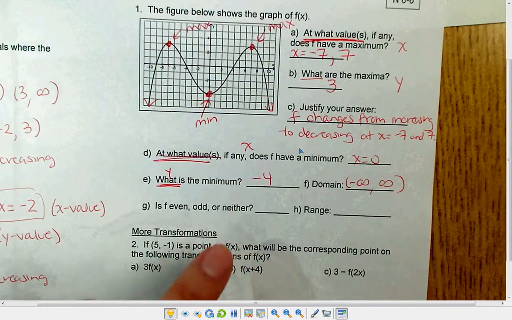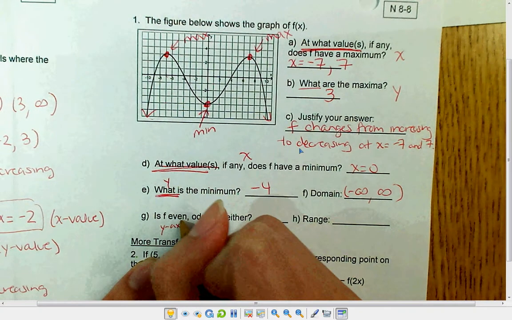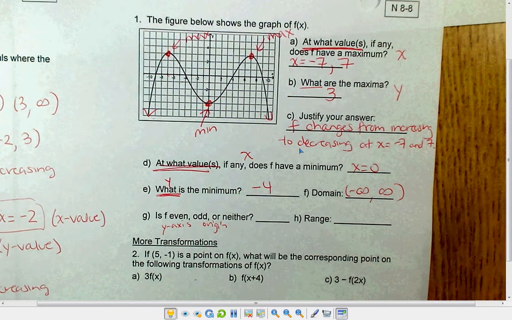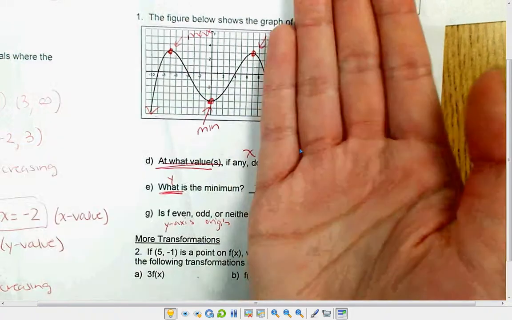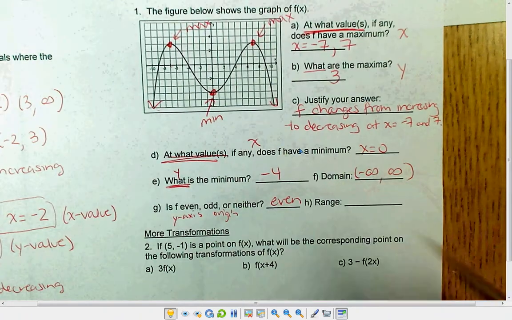Is f even, odd, or neither? So remember, even is y-axis symmetry, odd is origin symmetry. So let's see if this has either one of them. So is this symmetric across the y-axis? In this case it actually is, so this is an even function.